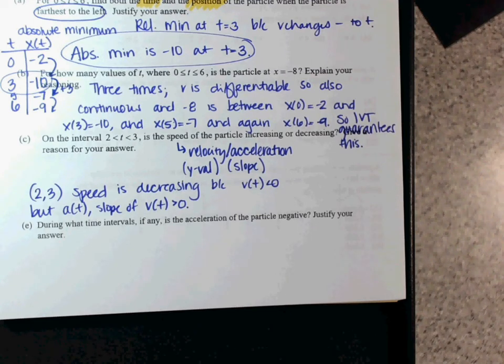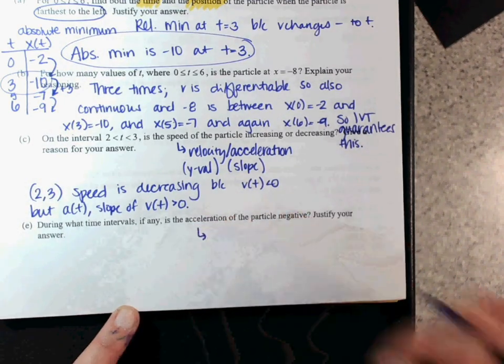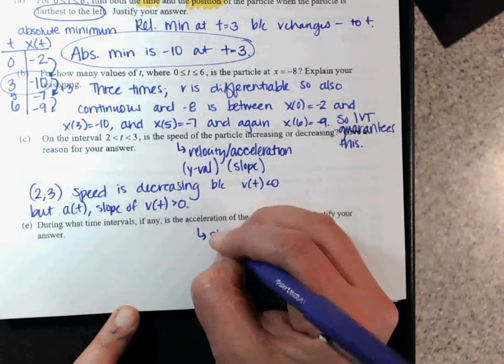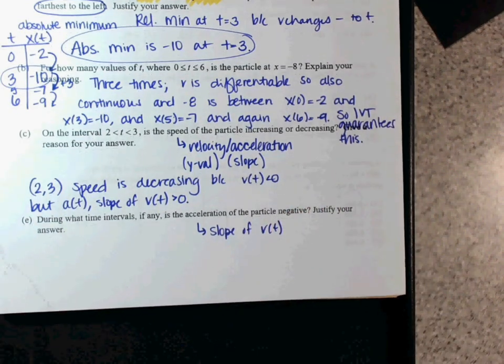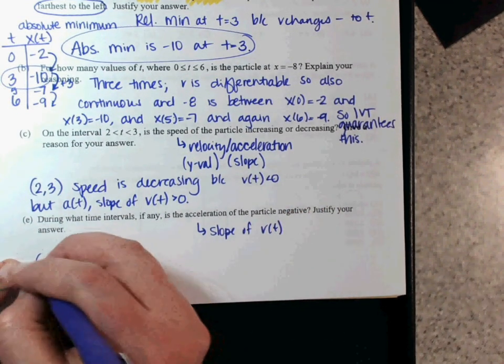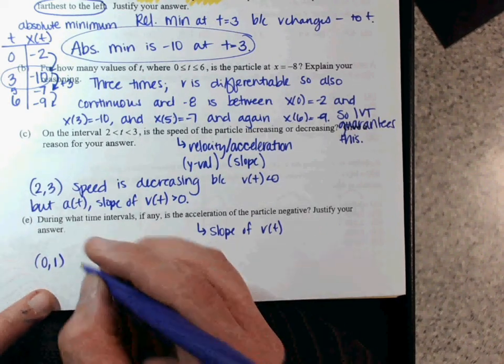Okay? Then last part E says, on what intervals is the acceleration of the particle negative? Acceleration is what in the graph? The slope only. So look at your graph. Where do you have a negative slope? 0 to 1 and 4 to 6. Good. 0 to 1 and 4 to 6.